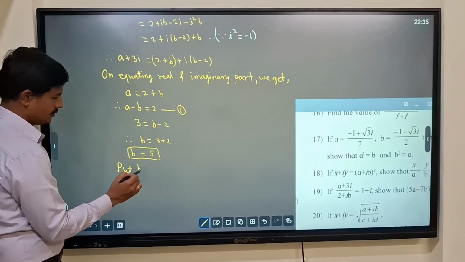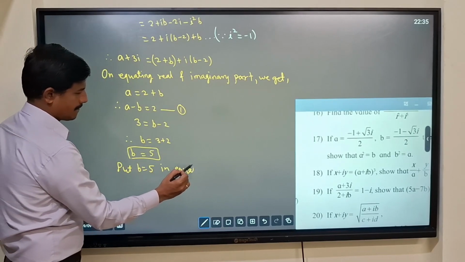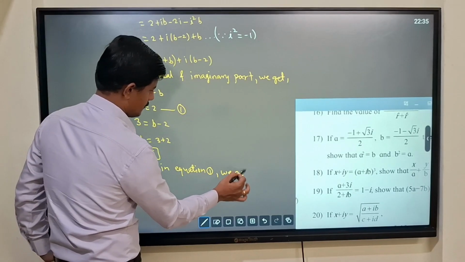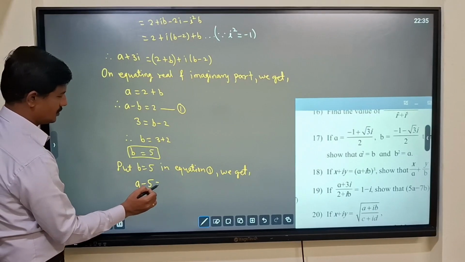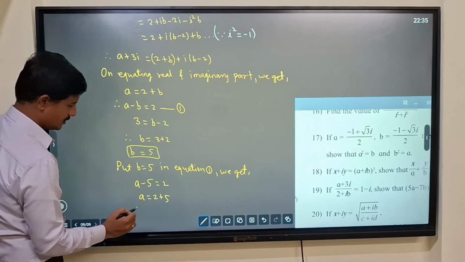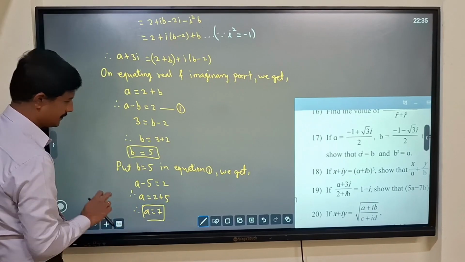Put b equal to 5 in equation 1. We get a minus 5 equal to 2. Therefore, a equal to 2 plus 5. Therefore, a is equal to 7.